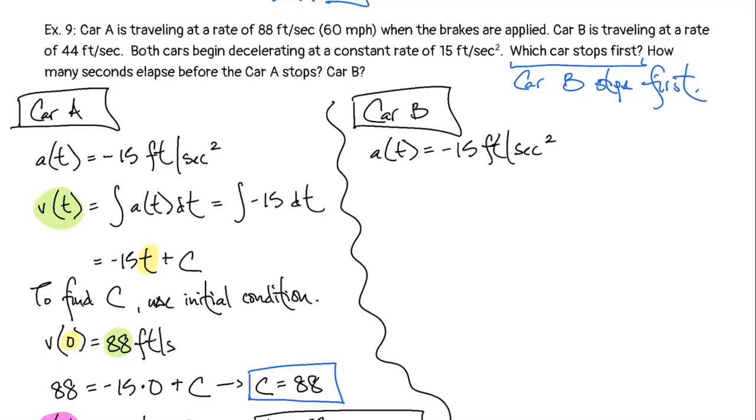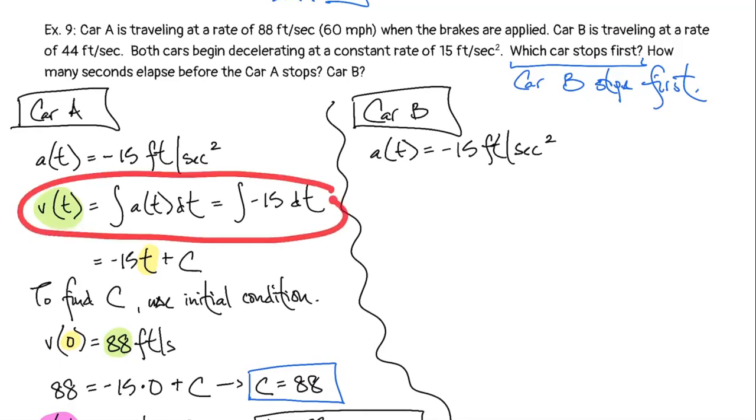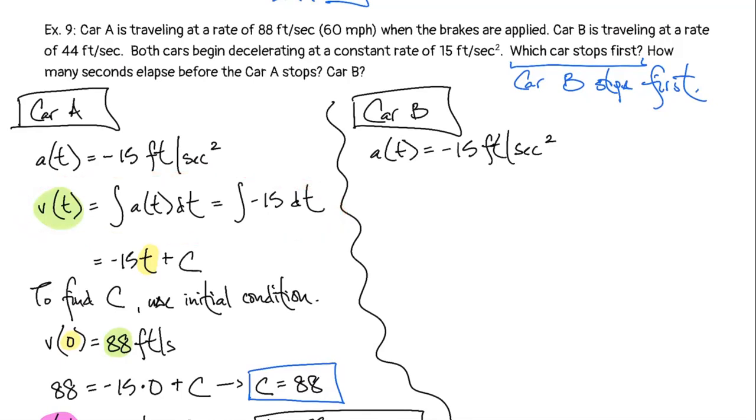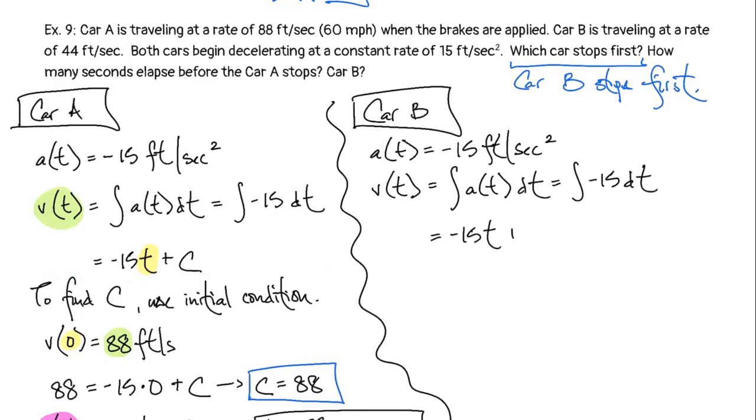What about this next line? Is this part the same? Is the velocity part, when I integrate it, going to be the same or different? Up until here, before I find my C, are they the same? Okay, so this part is the same. So I can say that the velocity equals the antiderivative of the acceleration, which is the antiderivative of negative 15, which gives us negative 15t plus C.